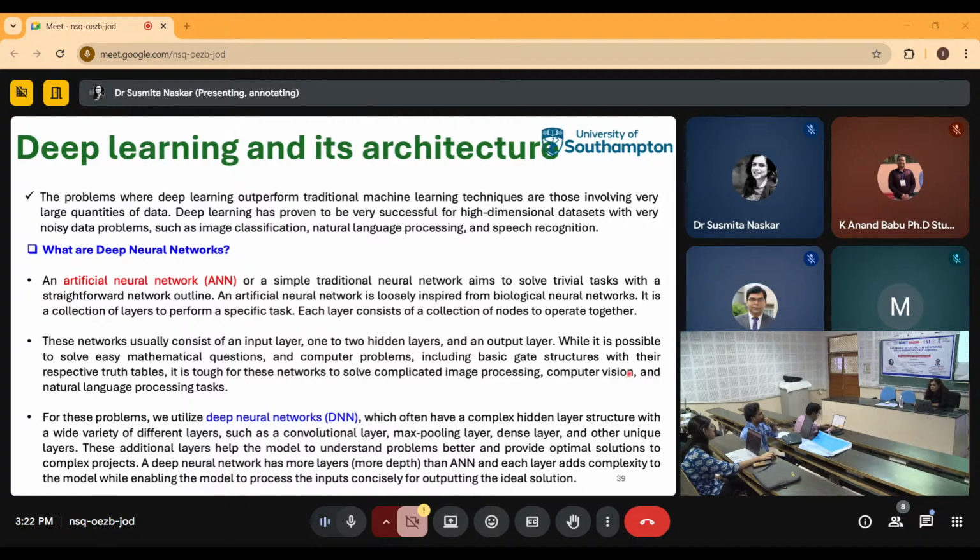You have seen that deep learning can achieve tremendous success in tasks such as image classification, natural language processing, and speech recognition.